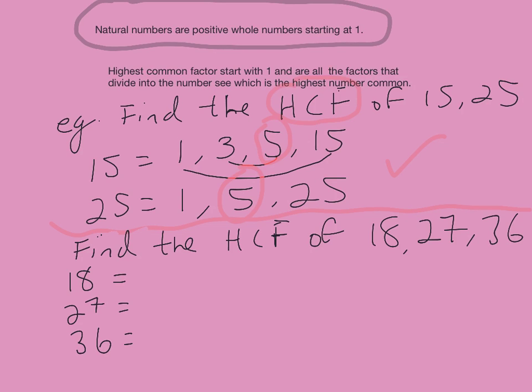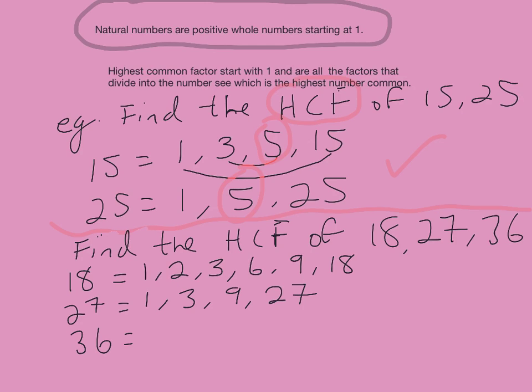So let's try the next example to find the highest common factor of 18, 27 and 36. So we list out all the factors that divide into 18. So starting with 18, we obviously have 1 goes into 18, 2 goes into 18, 3 goes into 18, 6 goes into 18, 9 goes into 18, and 18 goes into itself. So they're all the numbers that divide into 18. Then we do the same for 27. 1 goes into 27, 3 goes into 27, 9 goes into 27, and 27 goes into 27.